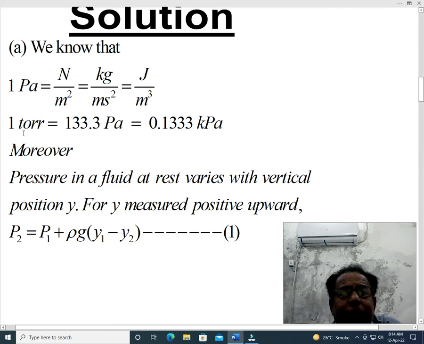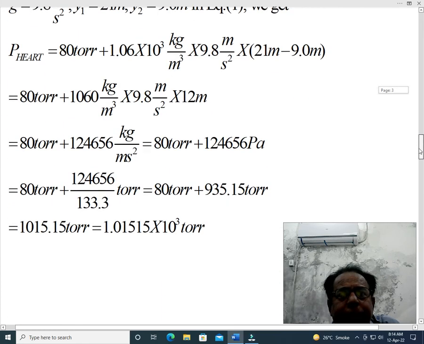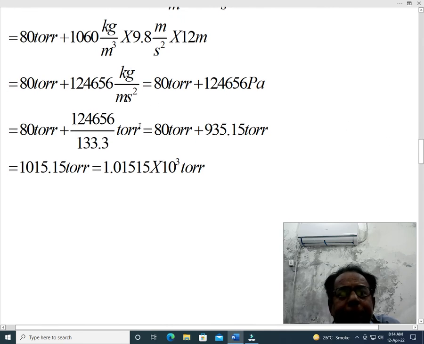we see that when 1 torr is equal to so many Pascal, then 1 Pascal will be equal to 1 divided by 133.3. Okay, from here 1 Pascal will be equal to 1 torr divided by 133.3. Okay, so here what we have done, we have converted Pascal into torr by dividing Pascal by 133.3.